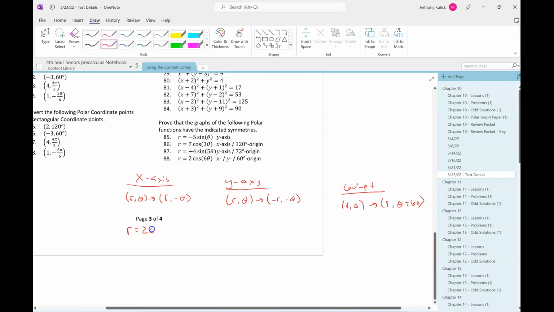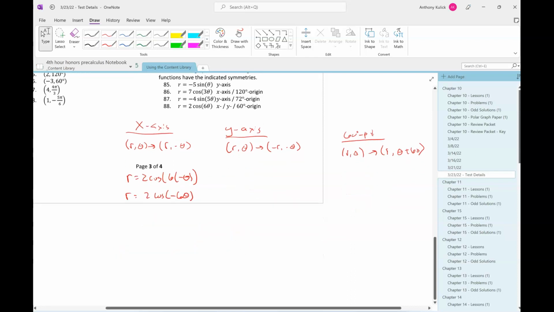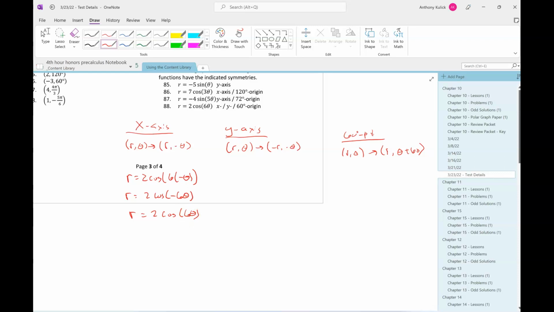r equals 2 cosine 6 times negative theta. 6 times negative theta is negative 6 theta. And then if I use the odd-even identity for cosine of negative theta, that's just equal to cosine. So we're done there. Cool with that.